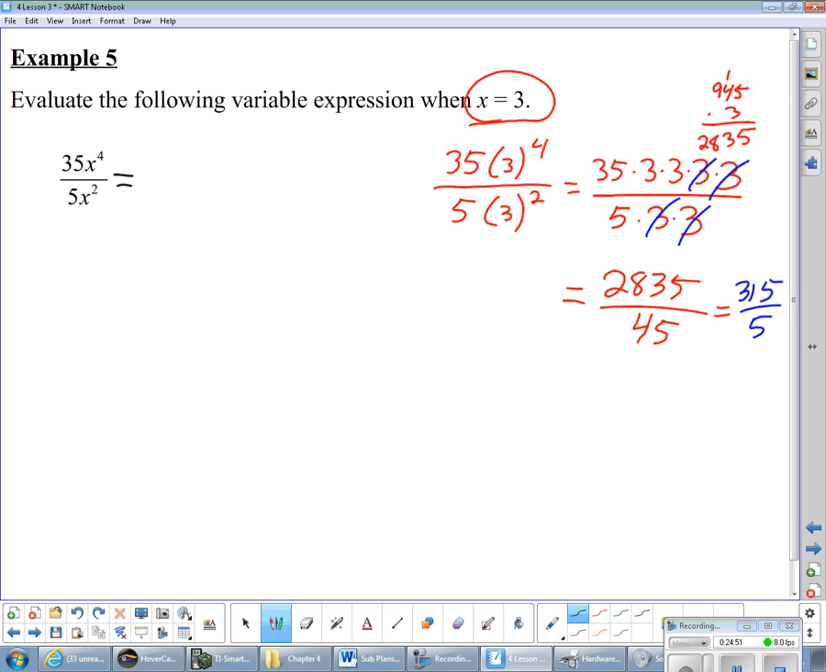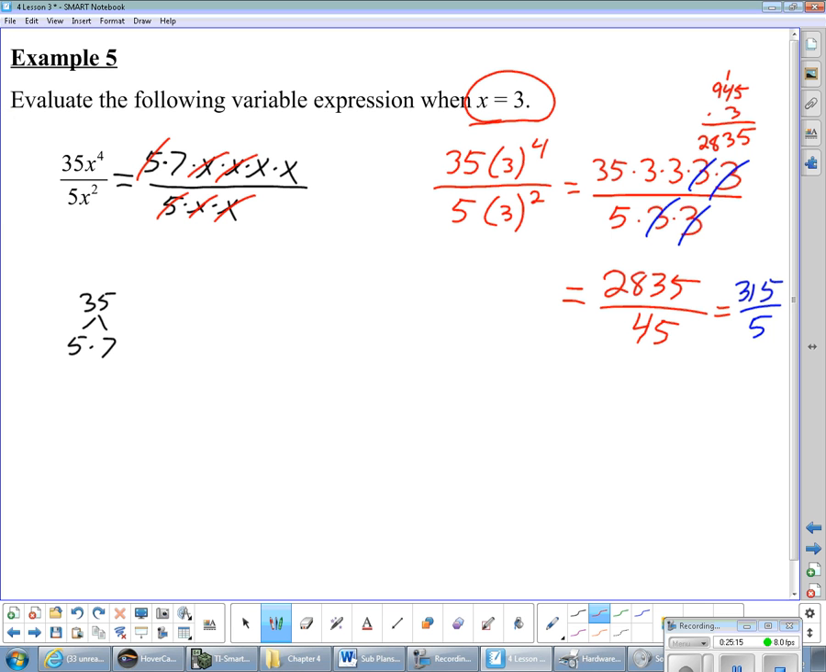Now 35, prime factorization is 5 times 7. So we have 5 times 7, and then x to the fourth is x times x times x times x. And then 5 times x squared is 5 times x times x. Now watch this, because there's something good that happens here. The 5's cancel, the x's cancel, and another x cancels.